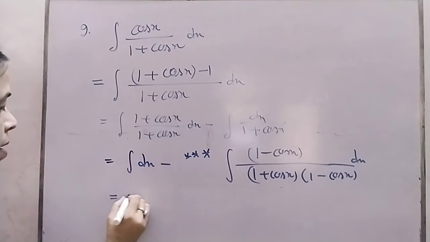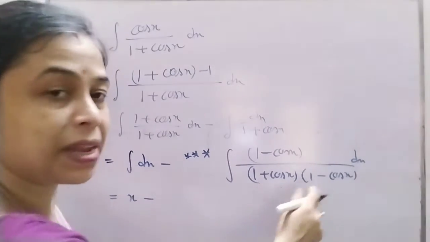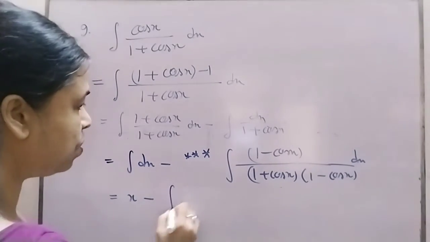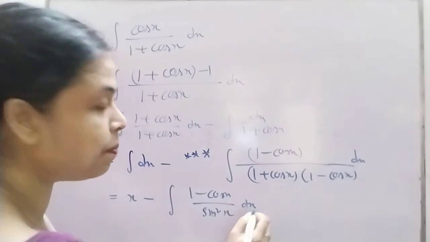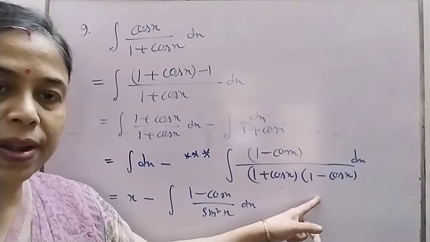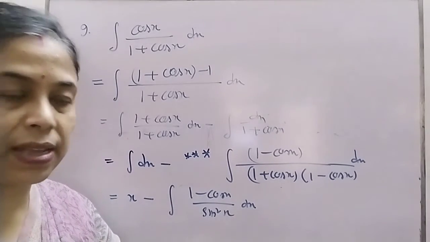Because it will change the result as 1 minus cos square x, which is sin square x. So this is 1 minus cos x and it becomes sin square x. One step I skipped, hope you understand it. It is 1 minus cos square x. 1 minus cos square x means sin square x.